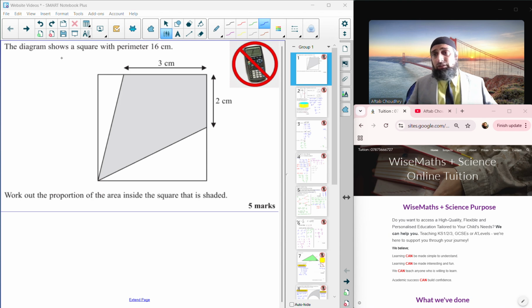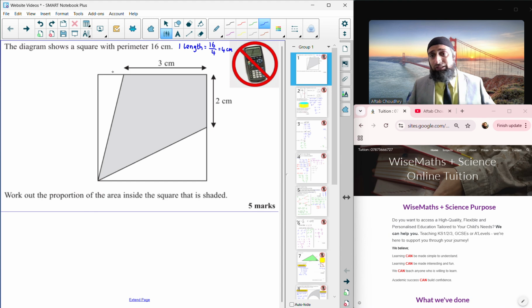Now we've been told that the diagram shows a square with a perimeter of 16 centimeters. If it's got a perimeter of 16, that means that each of the lengths are the same, so 16 divided by 4 must be 4. So let's just fill that in. One length is the equivalent of 16 divided by 4 sides, which works out to be 4 centimeters. Let's fill that in. That's 4 centimeters.